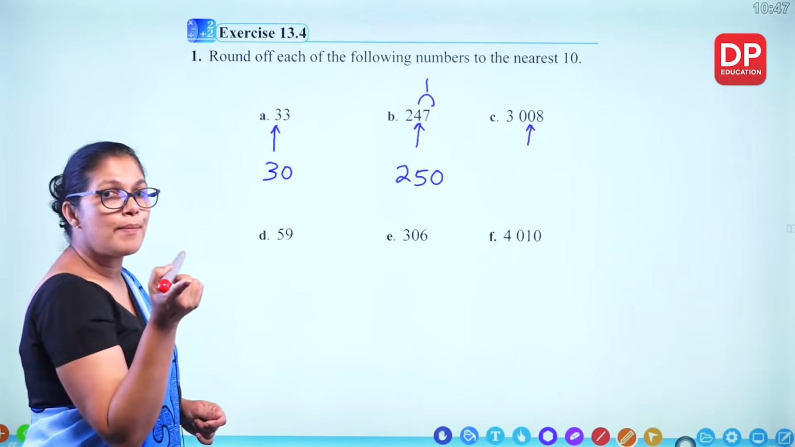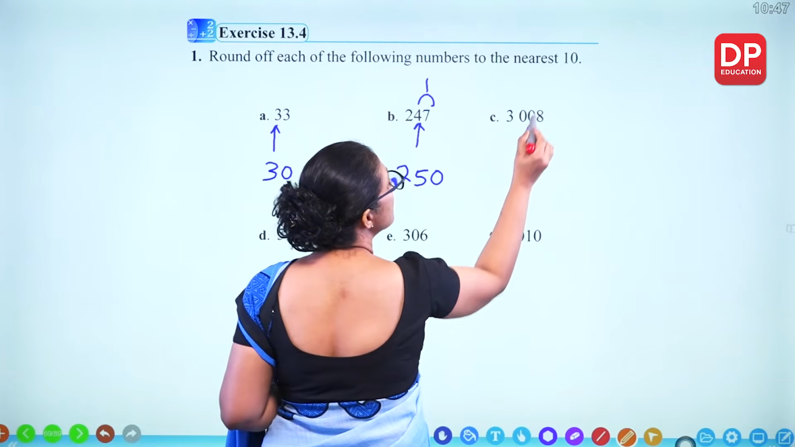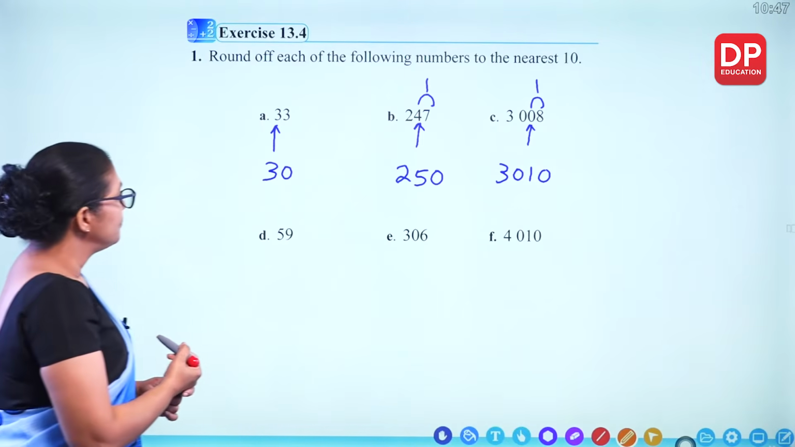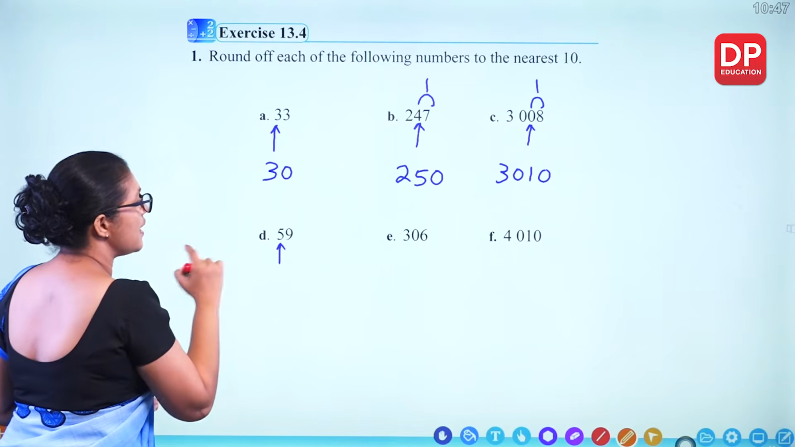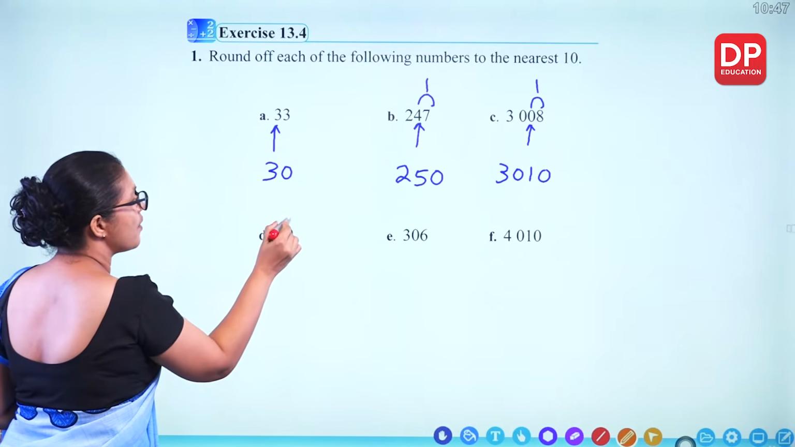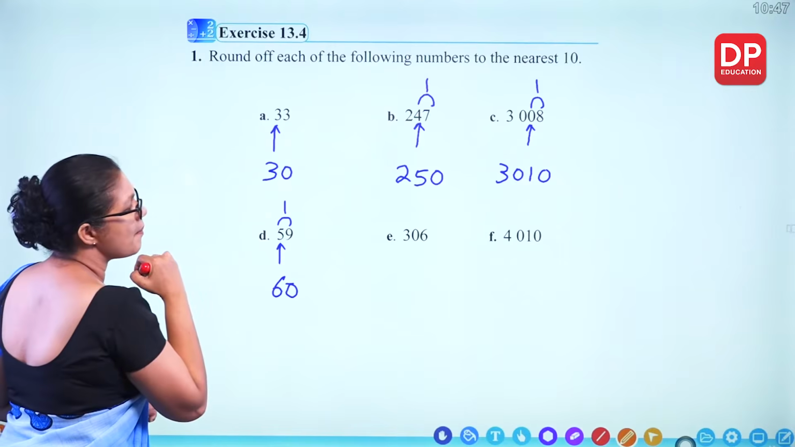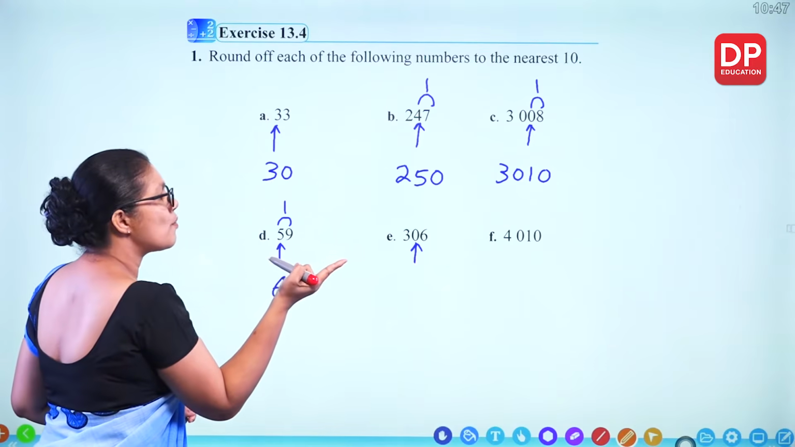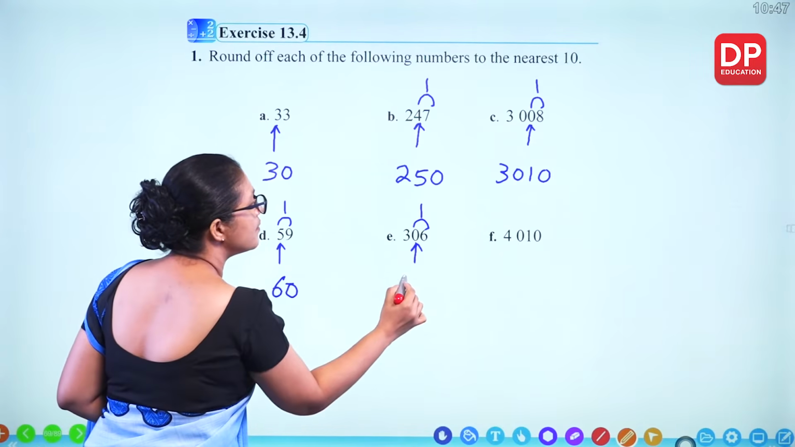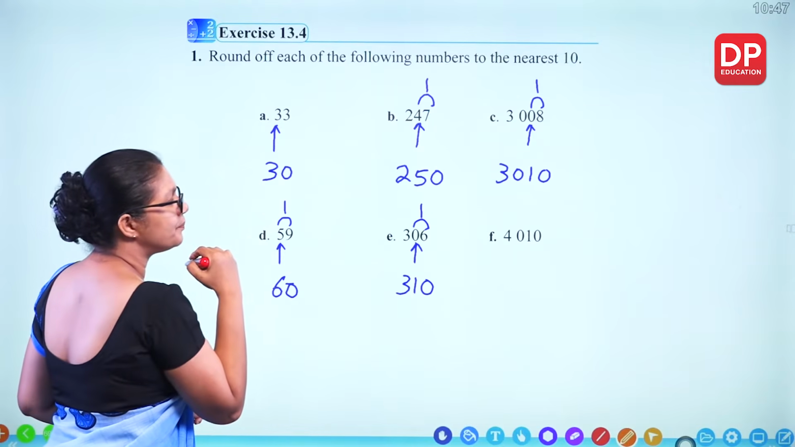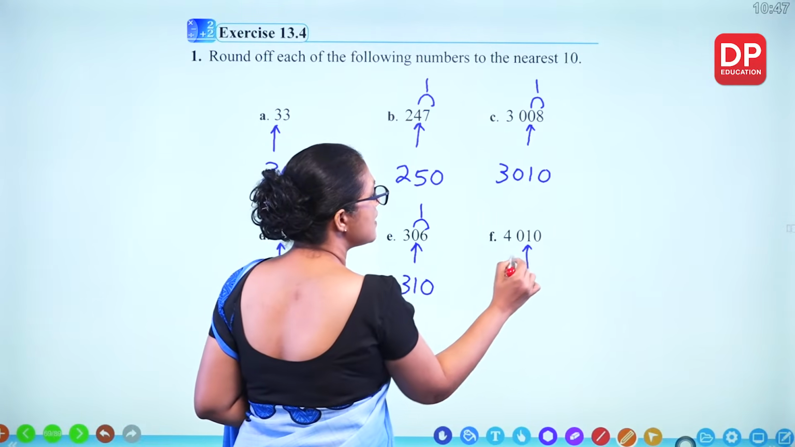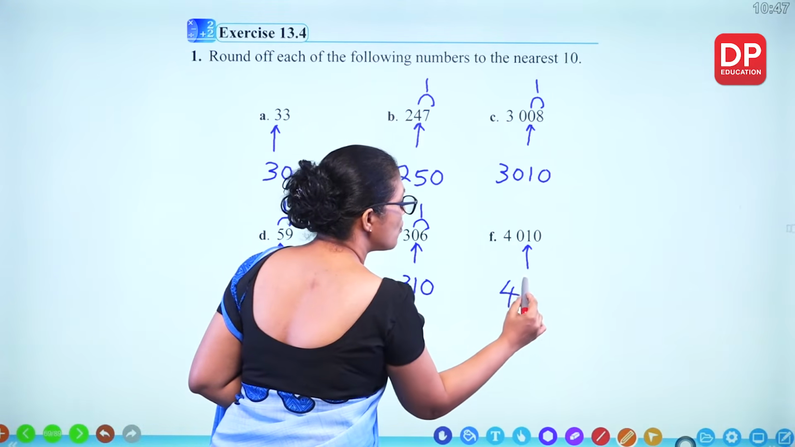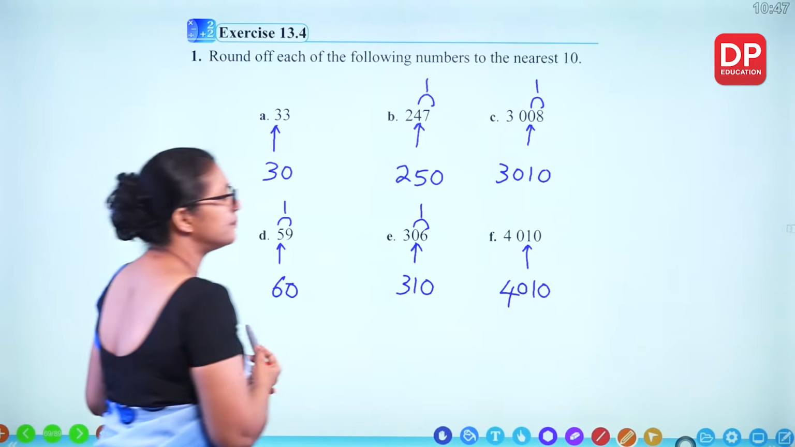The right hand side number is more than 5. Add 1. So 3010. 59. This is the tens place. More than 5. Add 1. 60 is the number. 306. This is the tens place. The right hand side number is more than 5. Add 1. So 310. Tens place is here. Next number is less than 5. So you don't add, just write as it is.